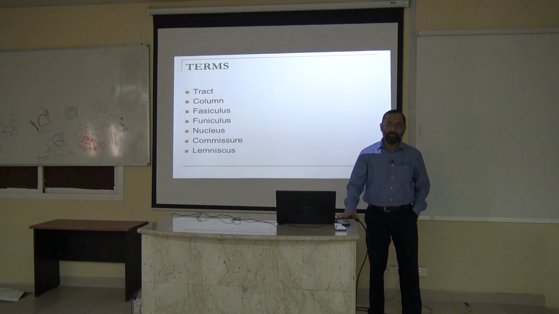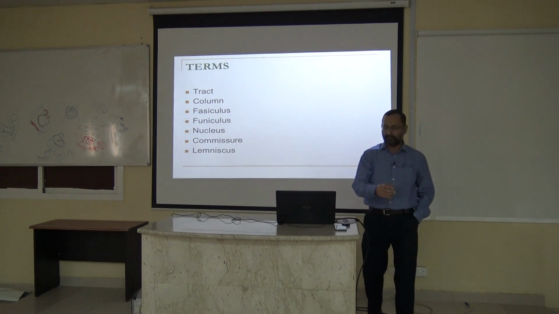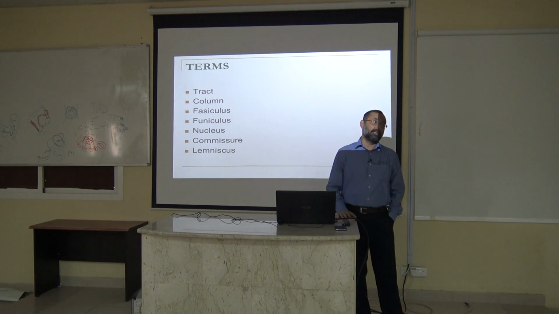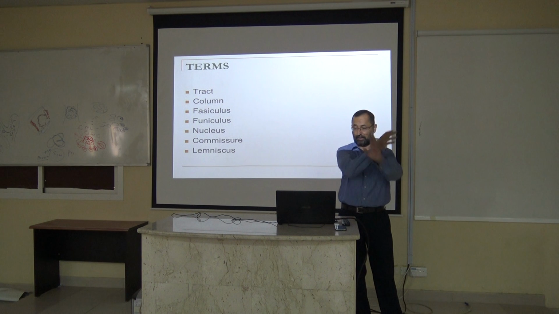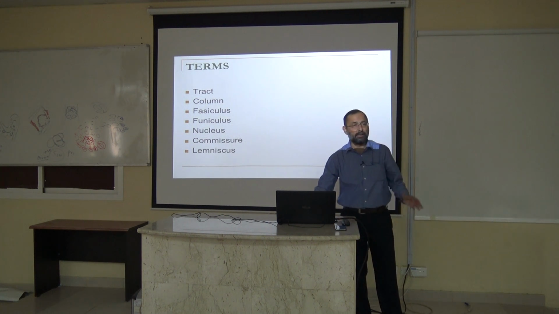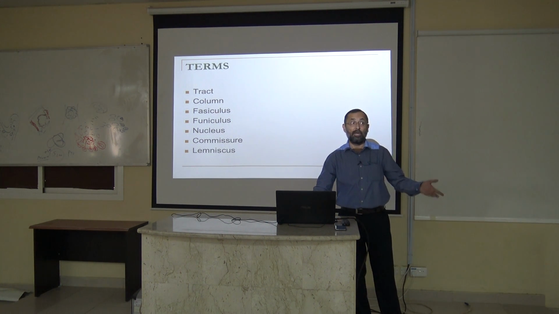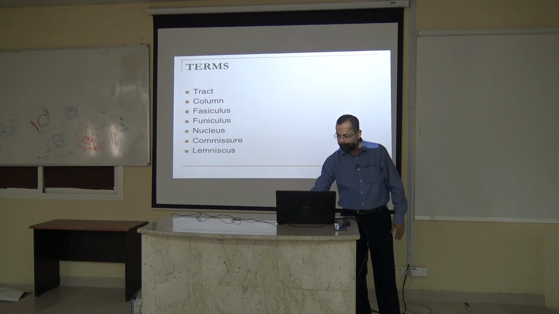Okay. So lemniscus and lemnisci. Don't get confused when this term comes. Lemniscus is mainly made up of the crossed fibers. Crossed fiber bundle. Okay? After crossing over, this crossing can happen in the spinal cord, or this crossing can happen higher up in the brain. Are we clear about all these terms?